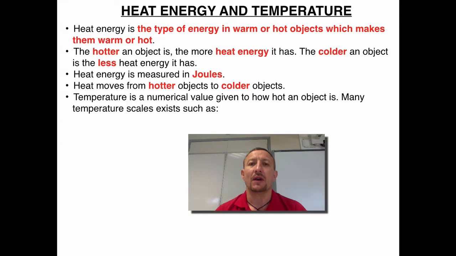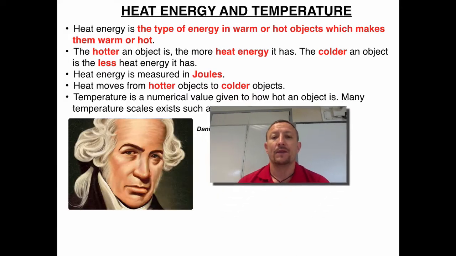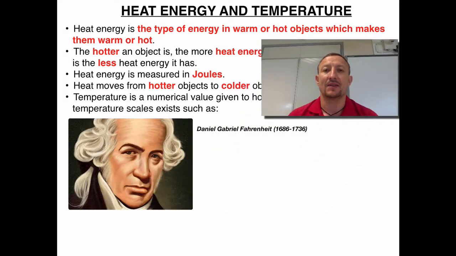Okay, so when we look at temperature, we're just looking at an indication as to how much heat energy may be present in that object, but it doesn't give us the numerical value of how much heat energy there is in joules. Now, temperature, there are lots of different temperature scales. We've got three main temperature scales that we look at. First one was devised by Daniel Fahrenheit. A picture of him is here.